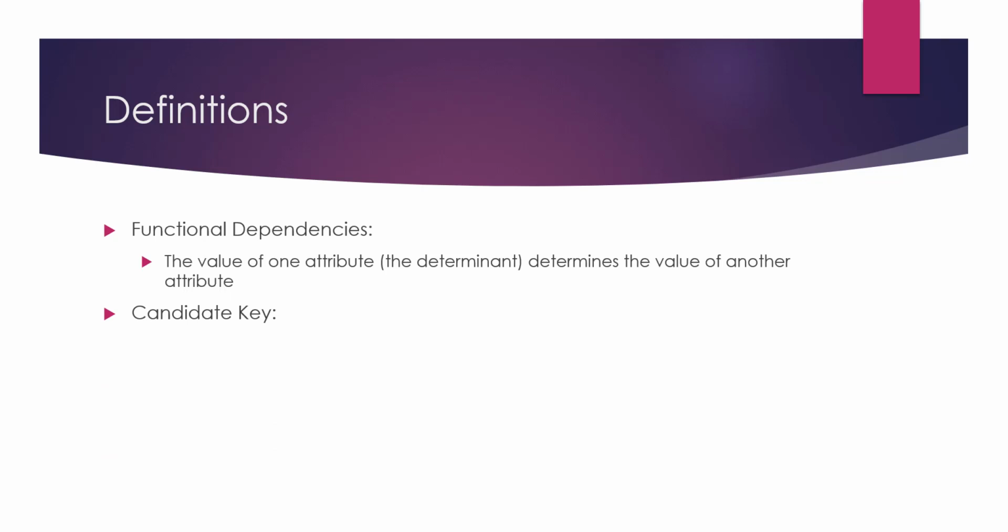Another definition we'll look at is the candidate key. A candidate key is a unique identifier. It's unique in our table or relation, and one of these candidate keys will become our primary key. So when we look at our relation, we might have multiple candidate keys, and one of them we'll pick to be our primary key.